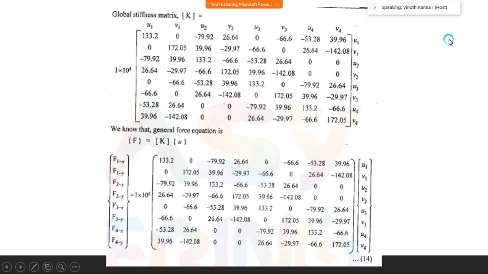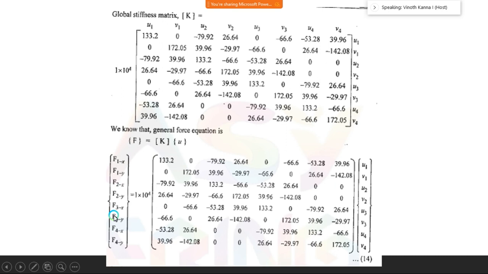Now we are going to simplify by applying boundary conditions. We know well the force equation F is equal to K into U. This is the general formula. U is nothing but U1 V1, U2 V2, U3 V3 and U4 V4. This is the common term, just write it as it is. The force values are F1x, F1y, F2x, F2y.